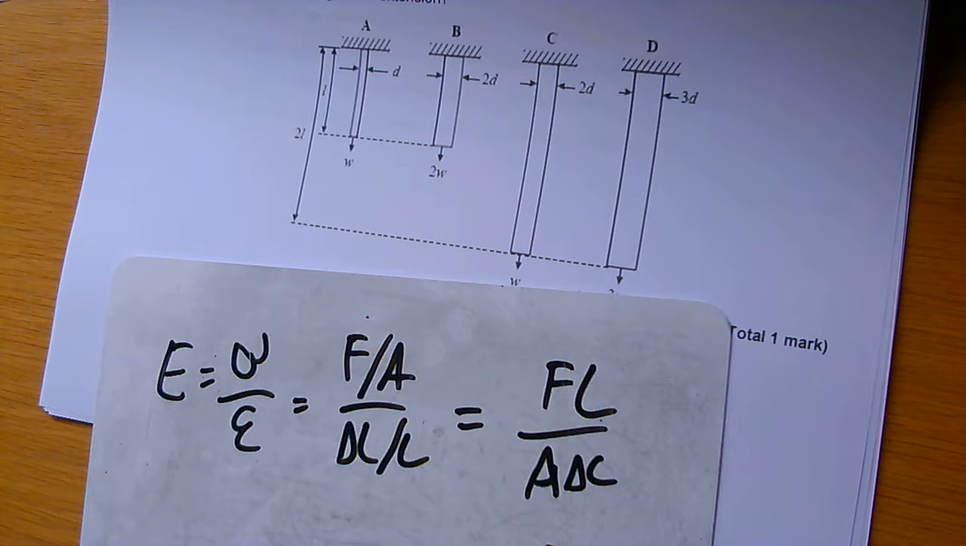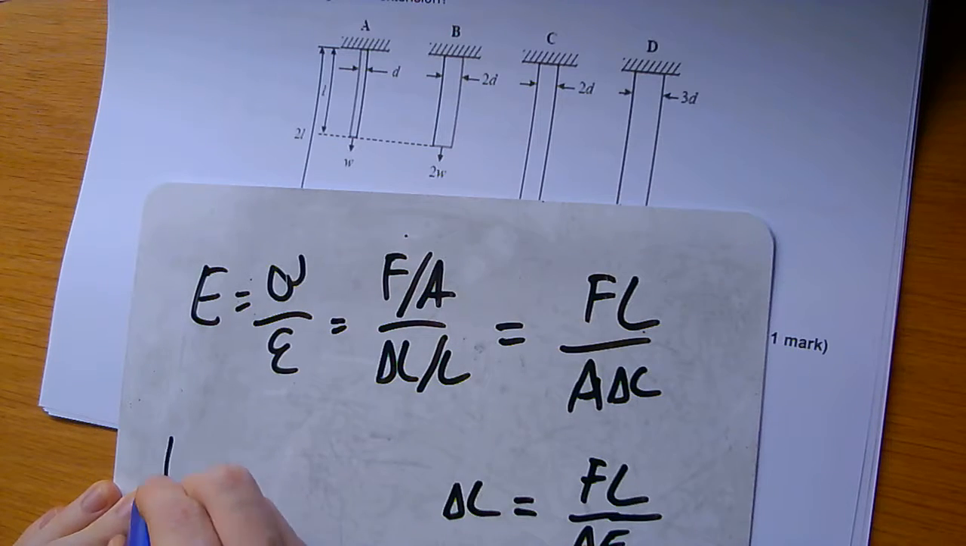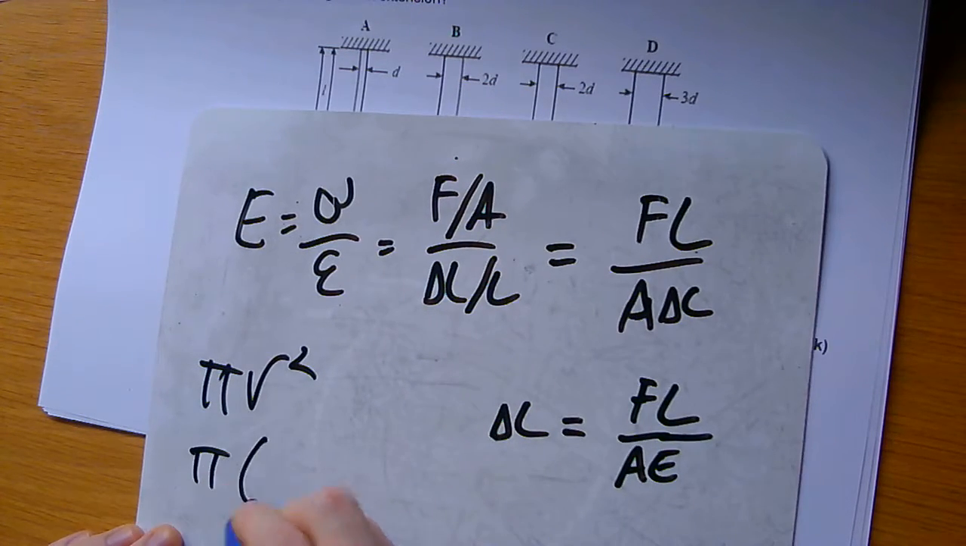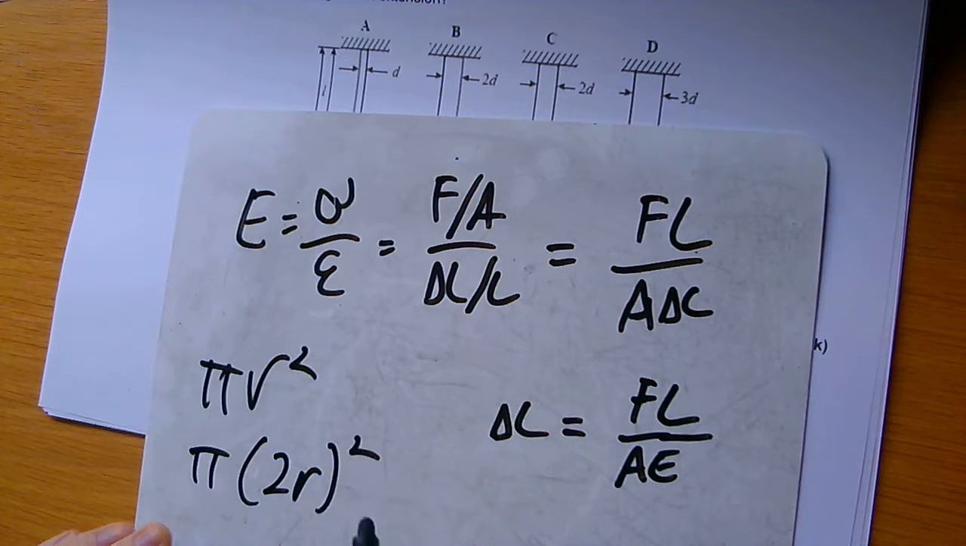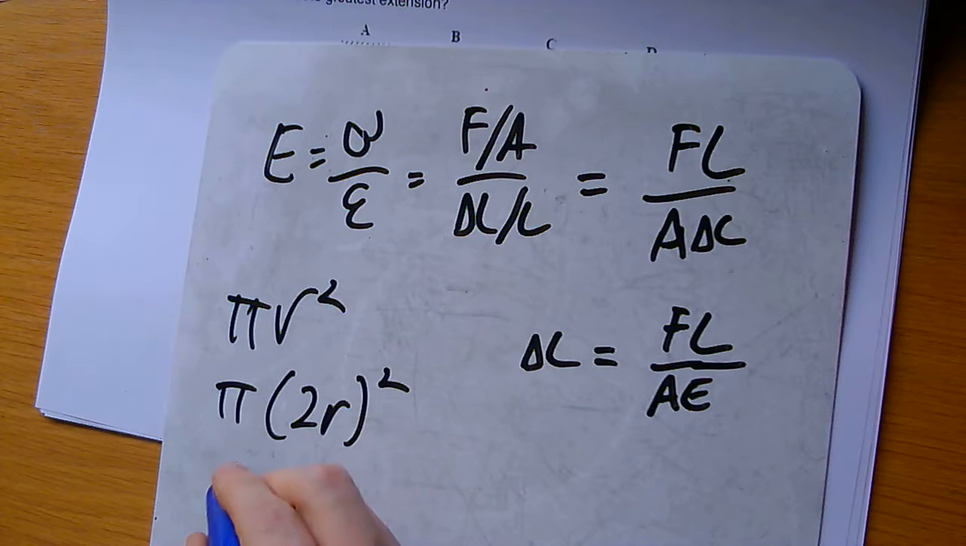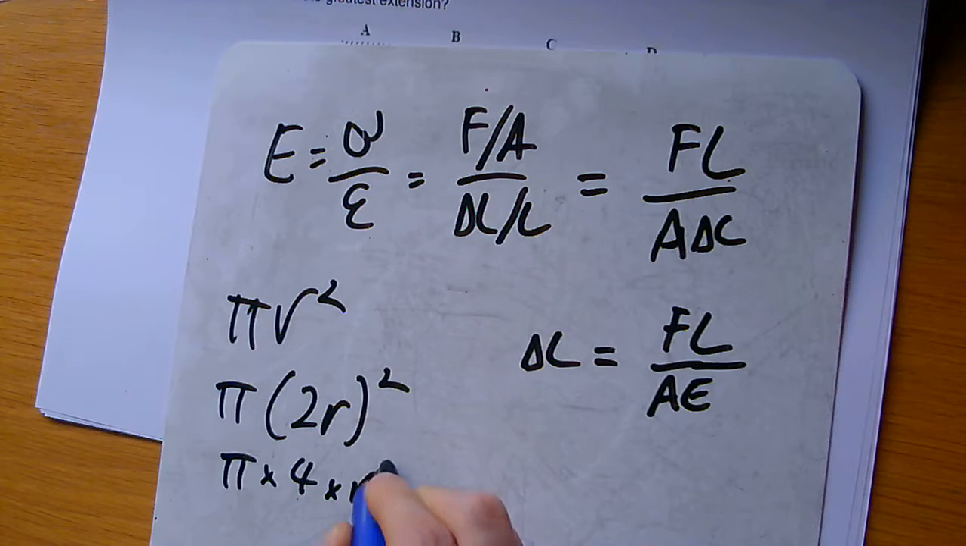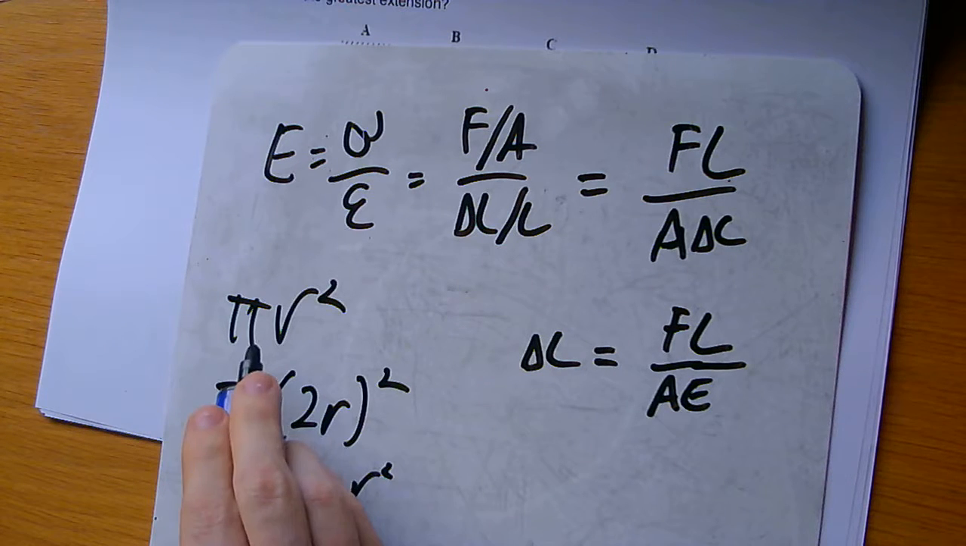If it was a circular rod or bar that we're looking at here, the area will be given, of course, by pi r squared. So if we double this r, it now becomes pi (2r) all squared, which is pi times 2 times 2 times r, which is pi times 4 times r squared, which is 4 times the initial value.